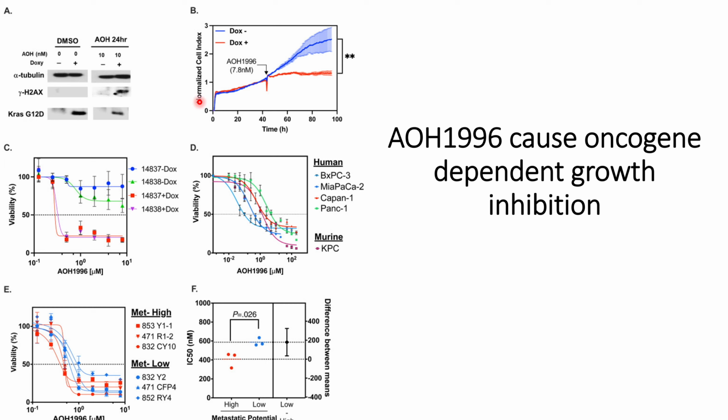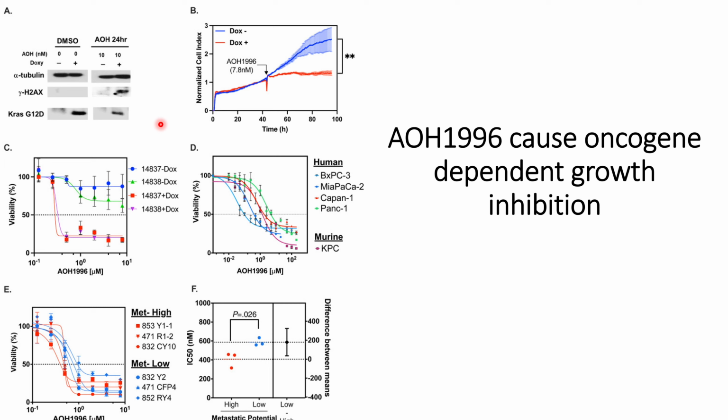Next, they did a time dependent cell growth assay, where they checked the cell growth with this AOH treatment. They found that when doxycycline is introduced, they see a continuous decrease in the growth, a significant decrease after a specific time period. And when doxycycline is not introduced but AOH is introduced, they see normal growth in the cells. That can be seen in figure B.